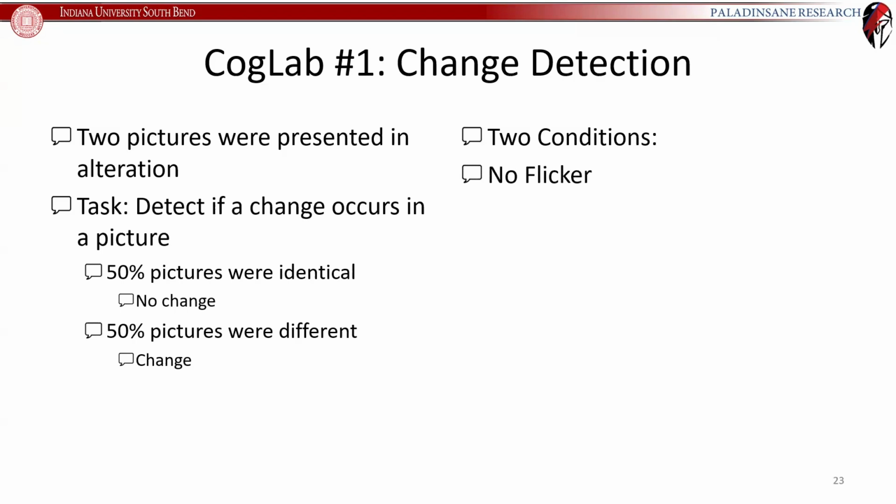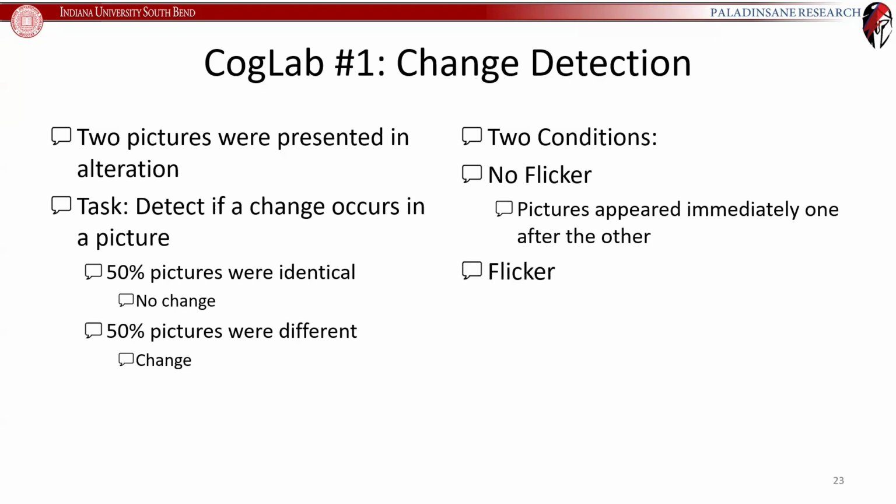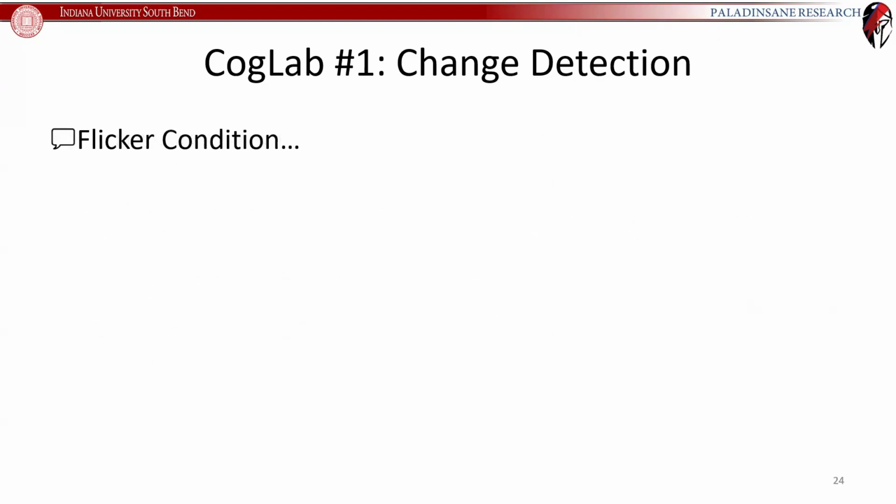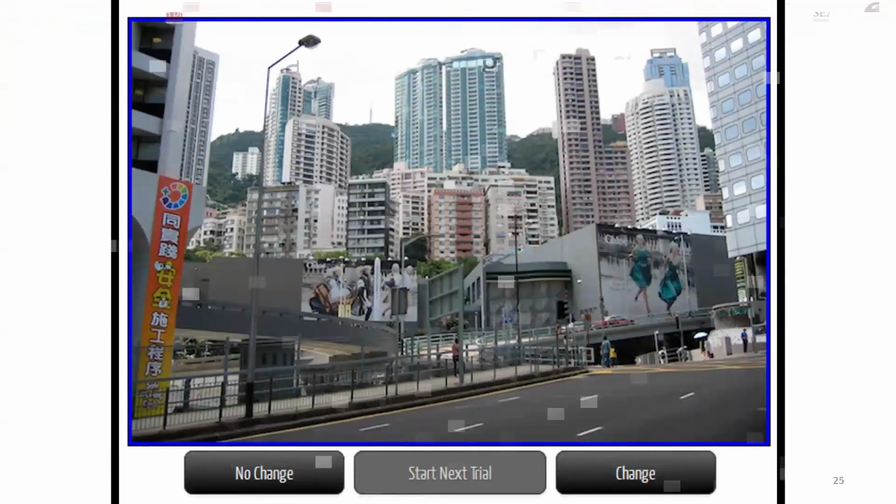One was no flicker, in which the pictures immediately appeared one after another with no intervening stimulus in between. The other is the flicker condition, where gray lines appeared in between the pictures. So let's take a look at the flicker condition first, just to remind you of what you saw. In the flicker condition, you would see a picture like this.